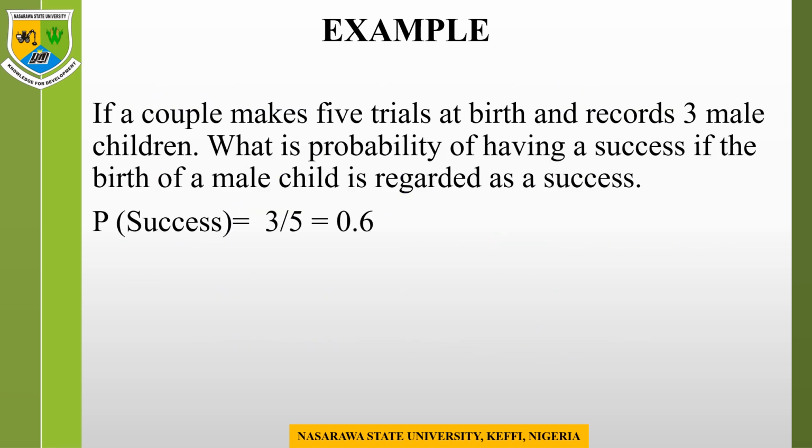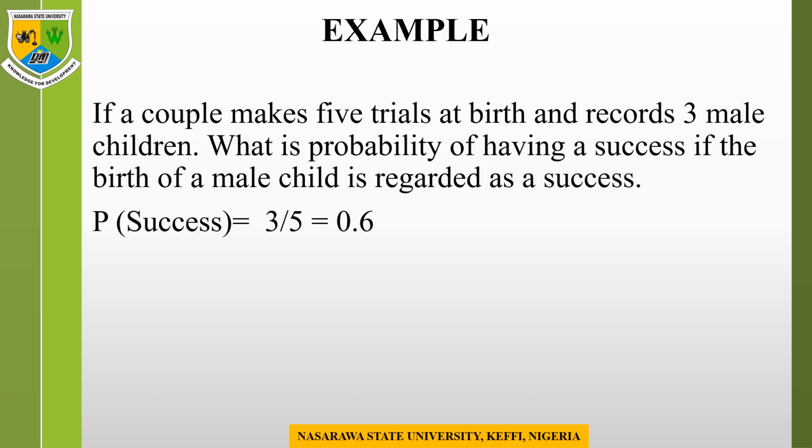And if a couple makes 5 trials at birth and records 3 male children, what is the probability of having a success if the birth of a male child is regarded as a success? So this means they try 5 times, and after 5 trials they recorded 3 male children, and a male child is regarded as success. So the probability of having a success is 3/5.